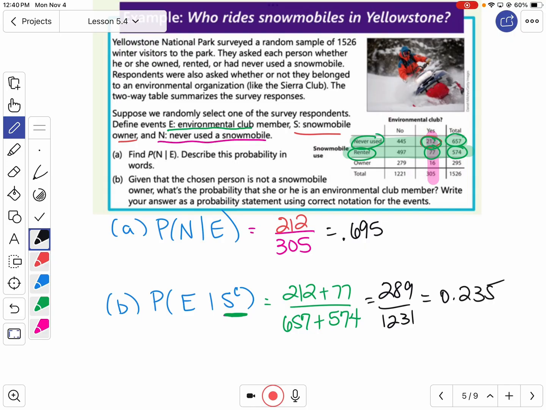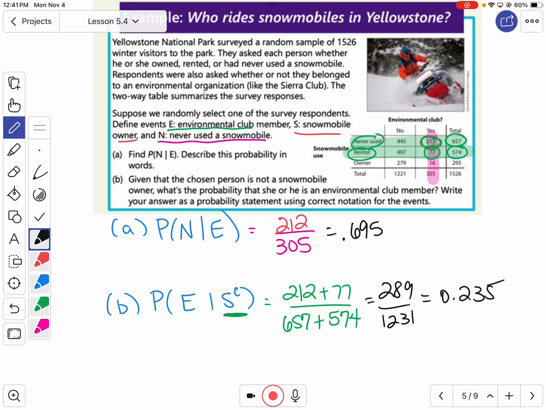Okay, so that one's a little bit tricky. If you've got more than one category, sometimes you're going to have to do that. It's nice when it's just two things on each side, but this time I had three things. So that's why we ended up having to add, because they didn't match their requirement. All right, let's look at the next one.